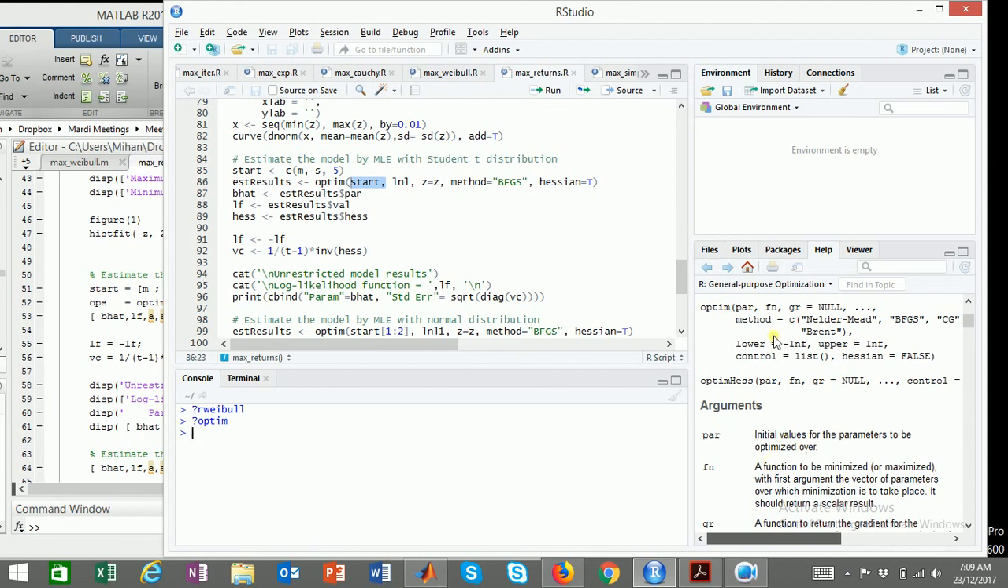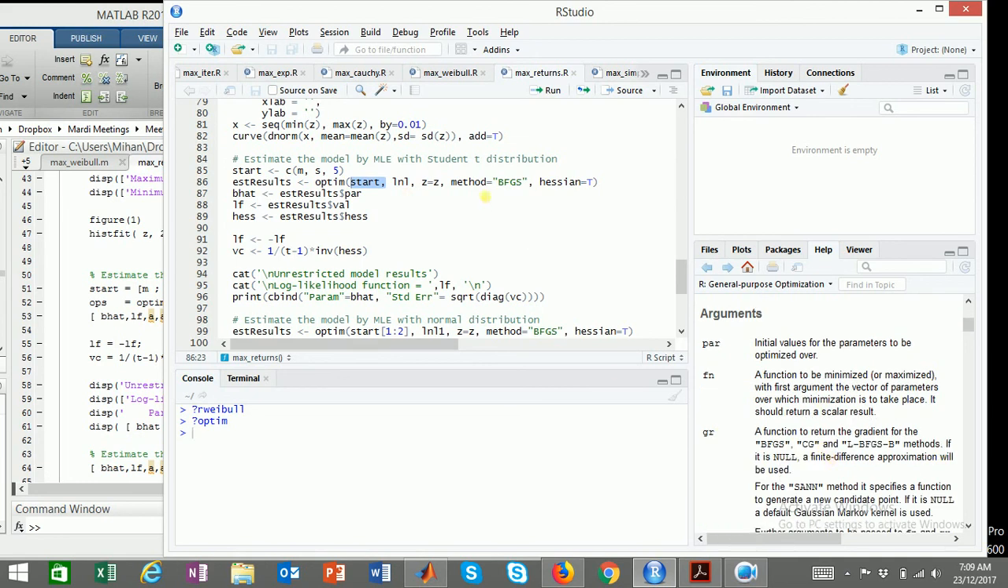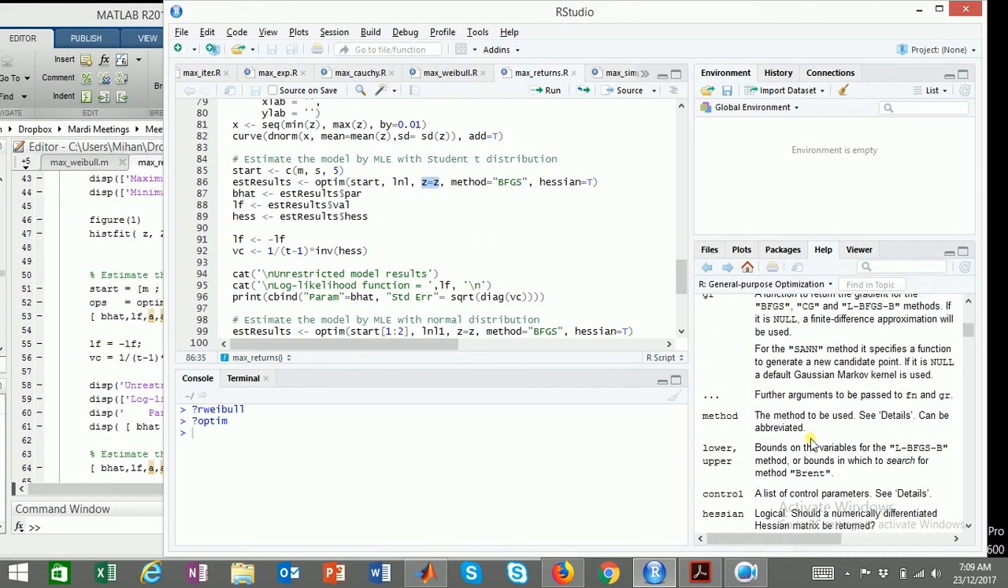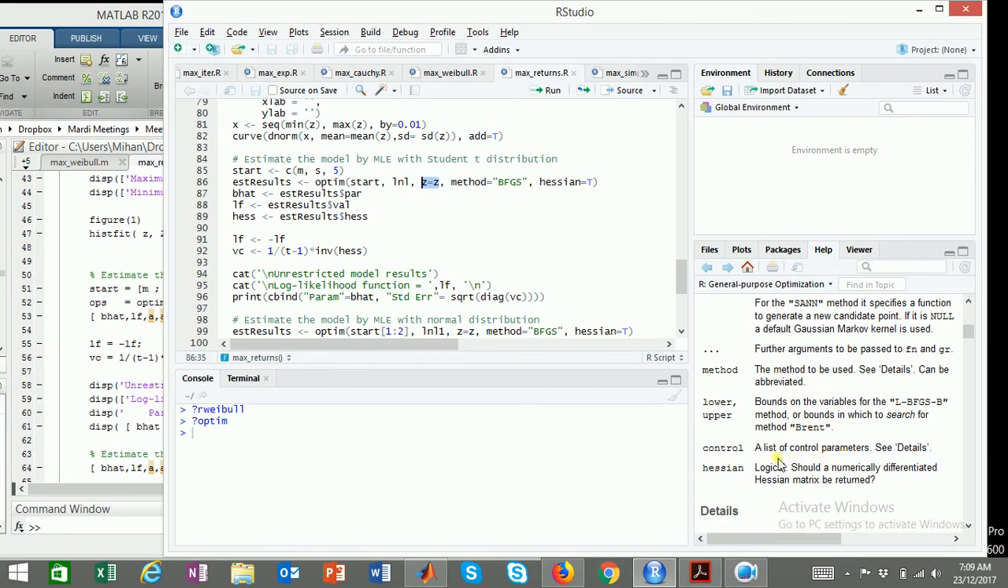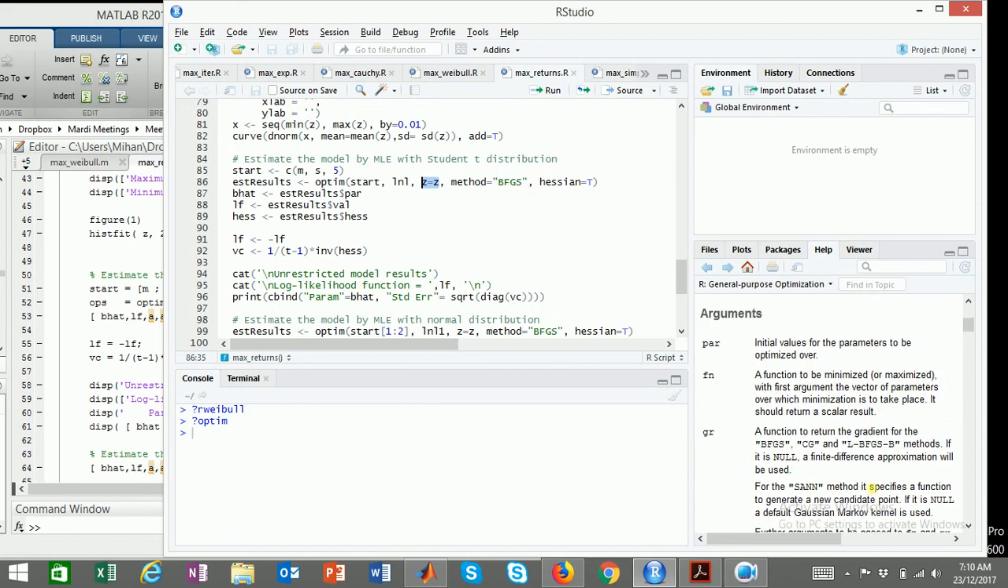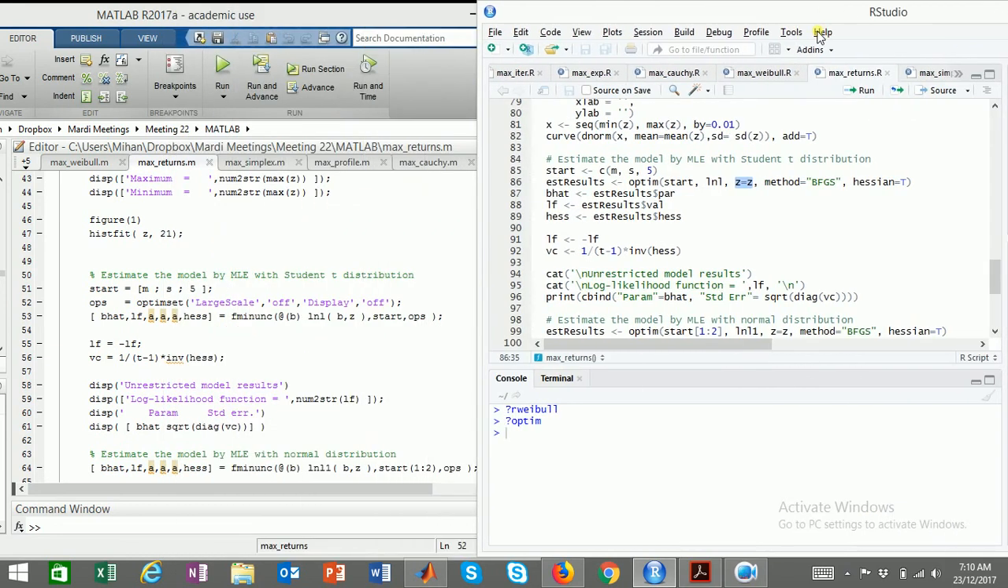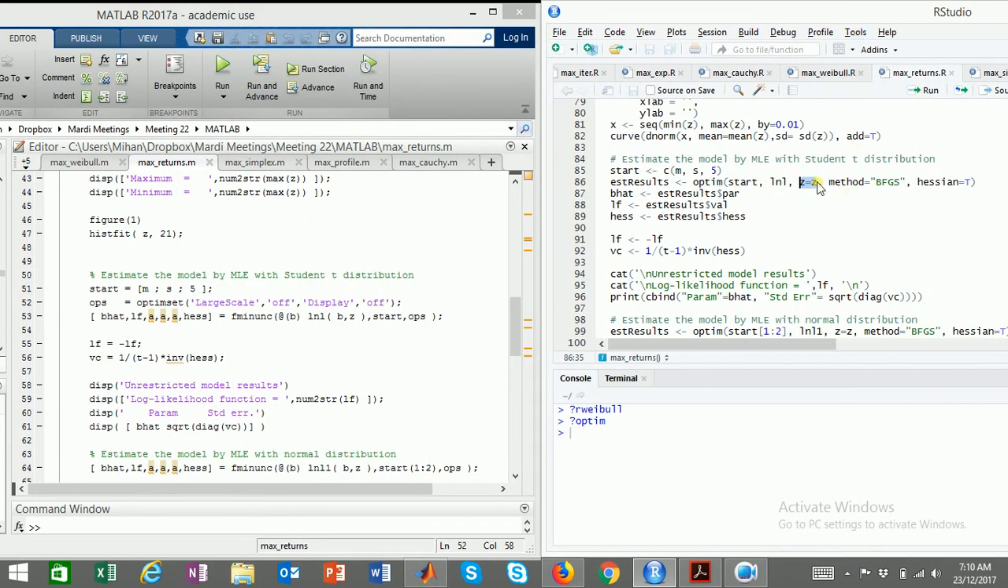Par is the initial value, the start value, then the function, which is the log L function, the log likelihood function, then the gradient, which is z equals z, the gradient is z here. The method is BFGS, lower and upper are not necessary, control is not necessary. Hessian is true or false, a logical saying whether numeric differentiation is returned, so either true or false if you want the result for Hessian. This is the gradient. If I don't pass anything, it will be treated as the gradient.